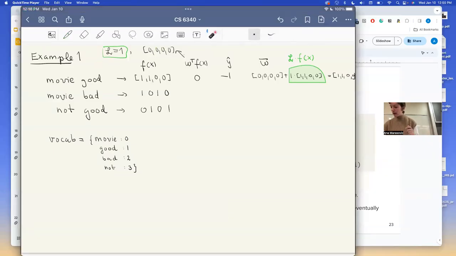When we make the wrong decision, we update w by lambda times the feature vector. We either add lambda times the feature vector or we subtract it. Here this is our lambda times f of x. Lambda is one. Because we made the wrong prediction, we make this update where we add to our current weight vector lambda times the feature vector. Now we have a new weight vector.